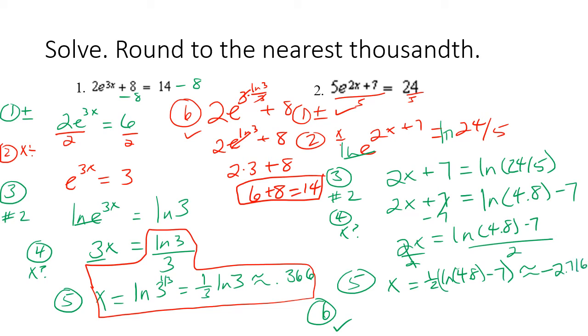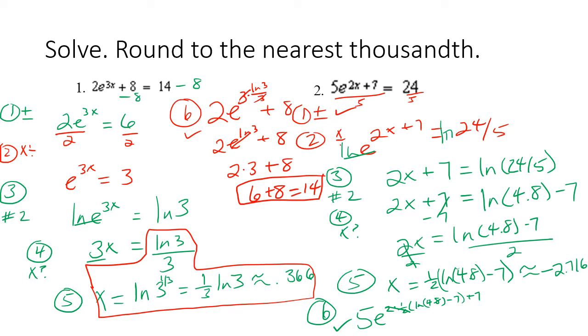Okay, we're going to check this by plugging it into the original. So if we plug this into the original, what do we get? We end up with 5 times e to the 2 times 1/2 natural log of 4 and 8/10 minus 7, plus 7. Okay, so this is going to become a half.